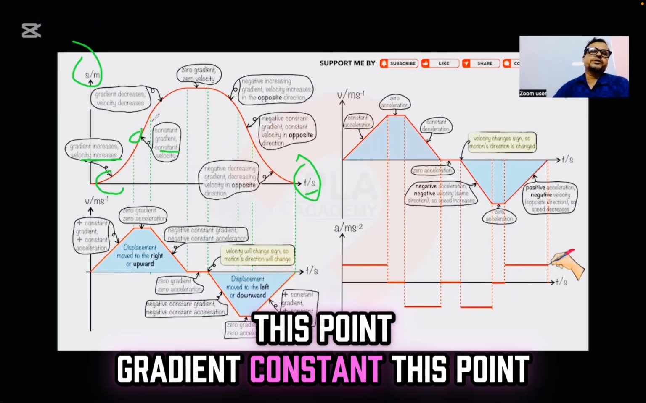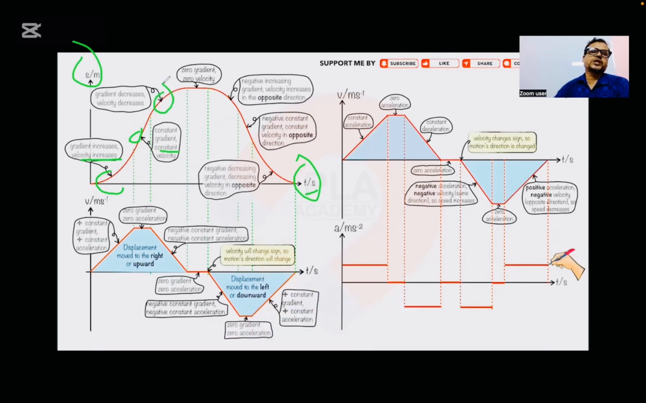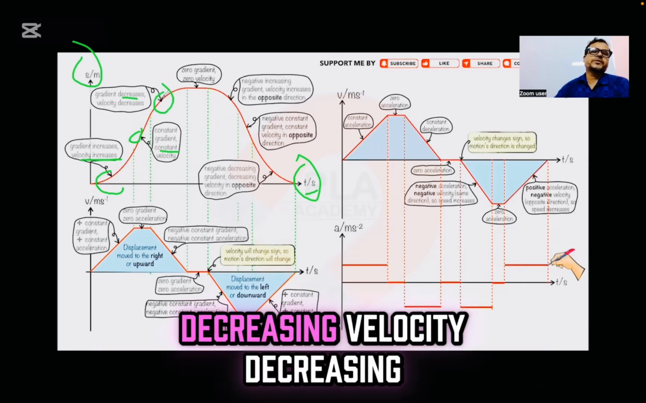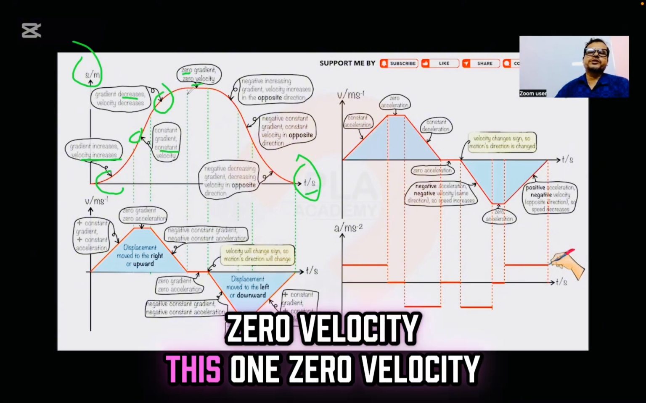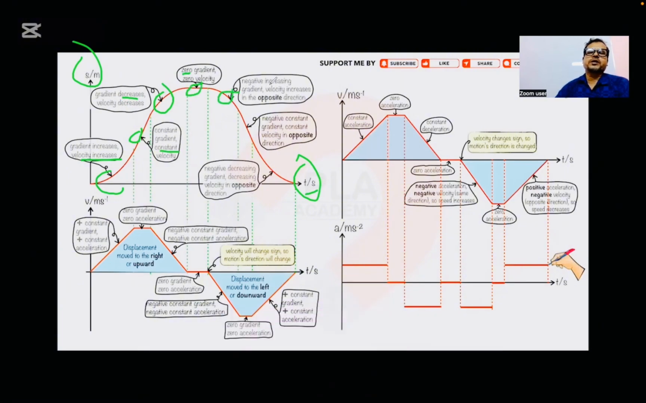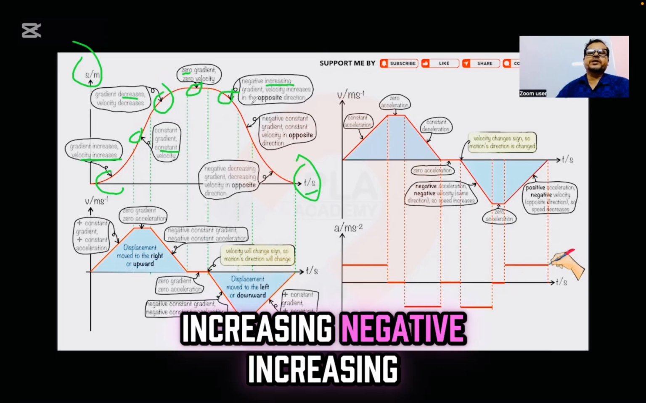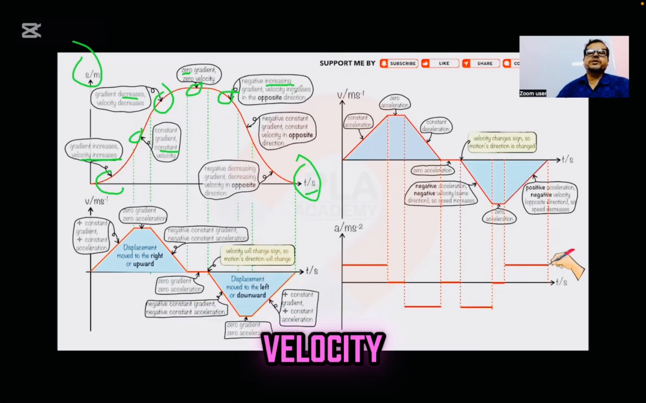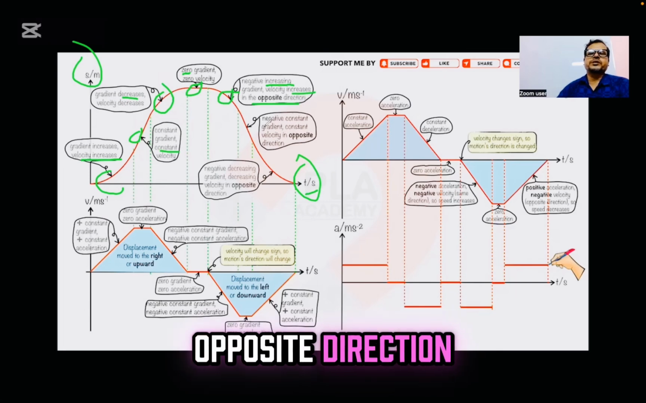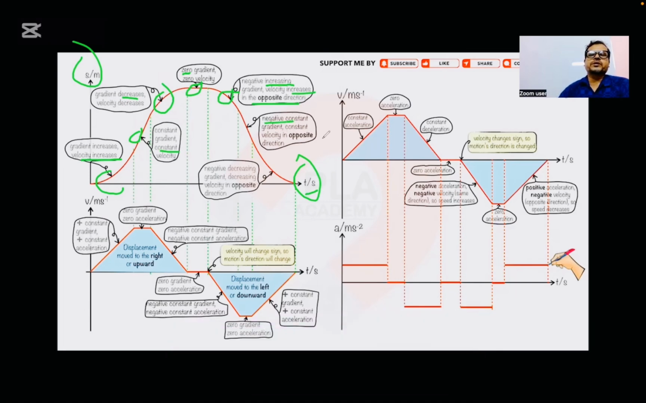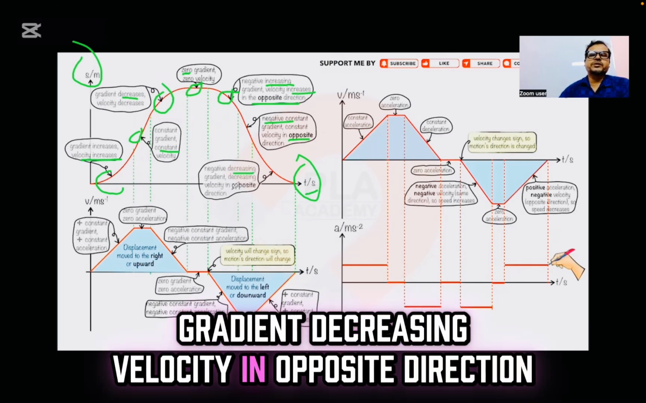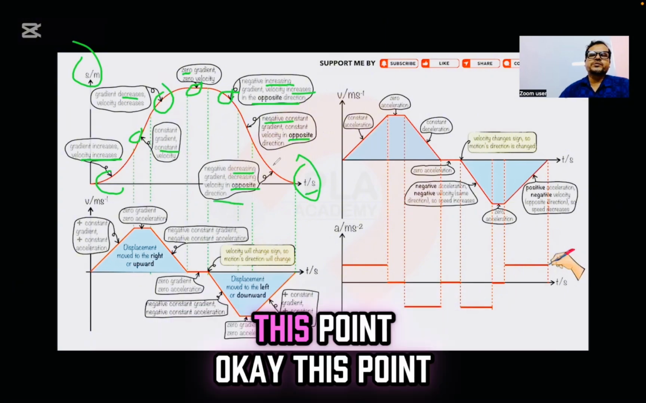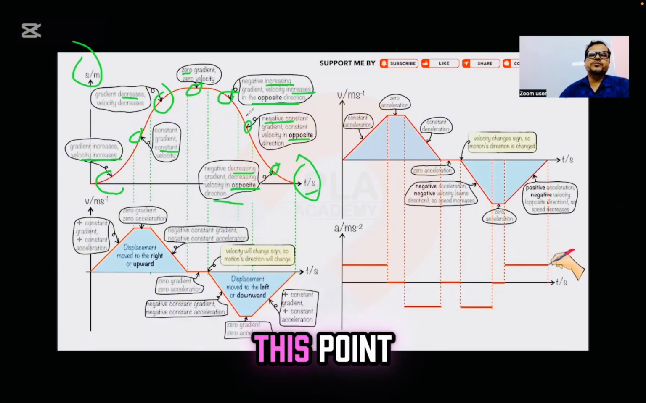At this point the gradient is constant, then the gradient is decreasing and the velocity is decreasing. Where the gradient is zero, the velocity is zero. Then the gradient is negative and increasing, so the velocity is increasing in the opposite direction, then negative constant in the opposite direction, and then negative decreasing, with the gradient decreasing and the velocity in the opposite direction. Okay, this point.